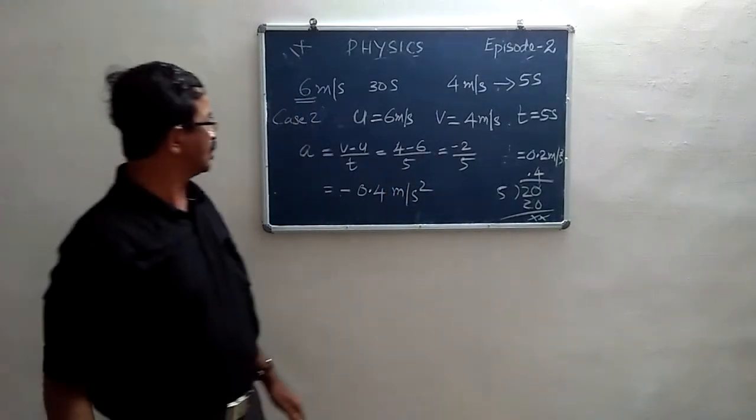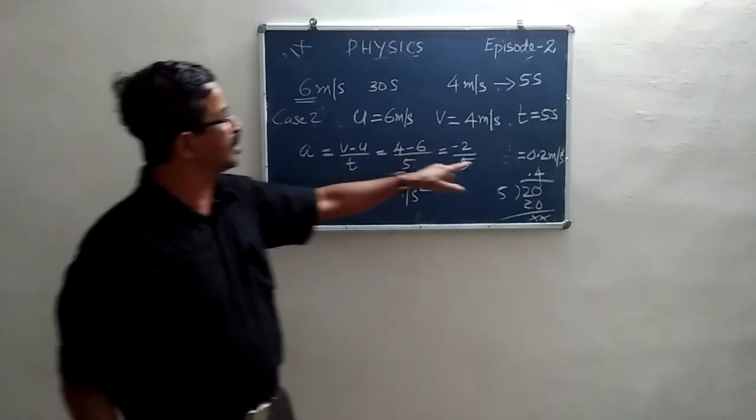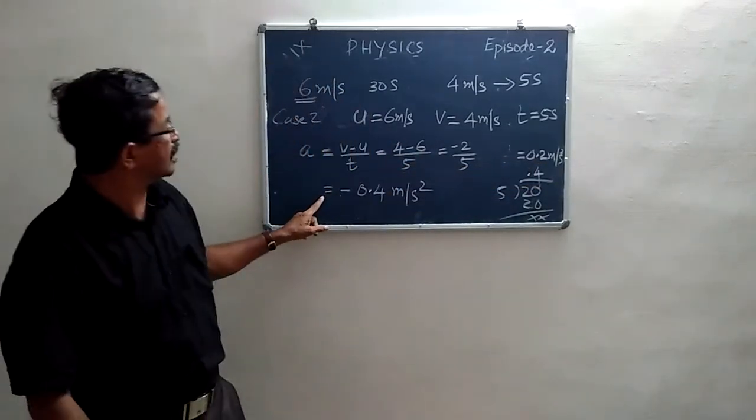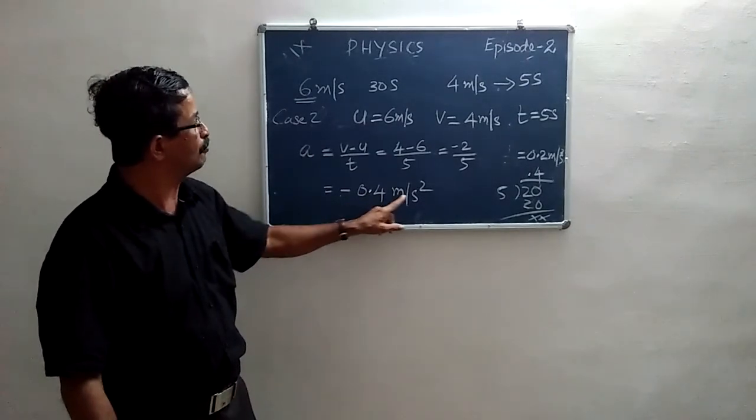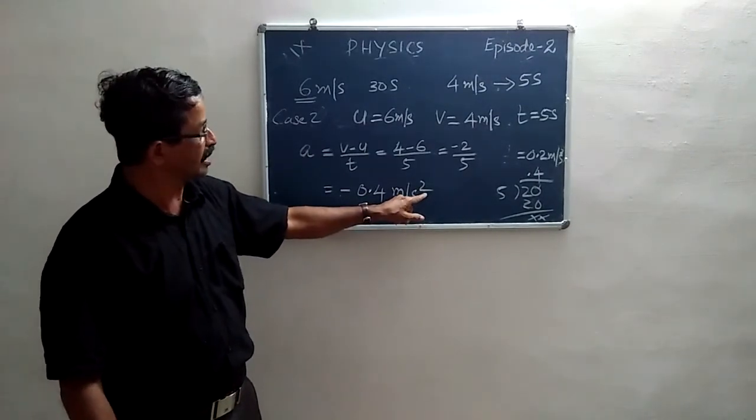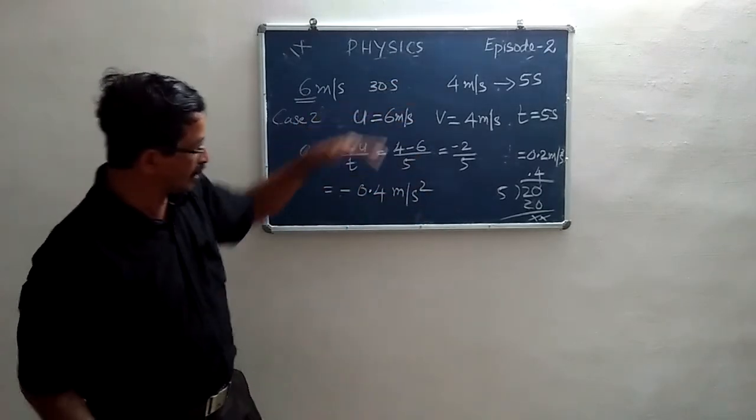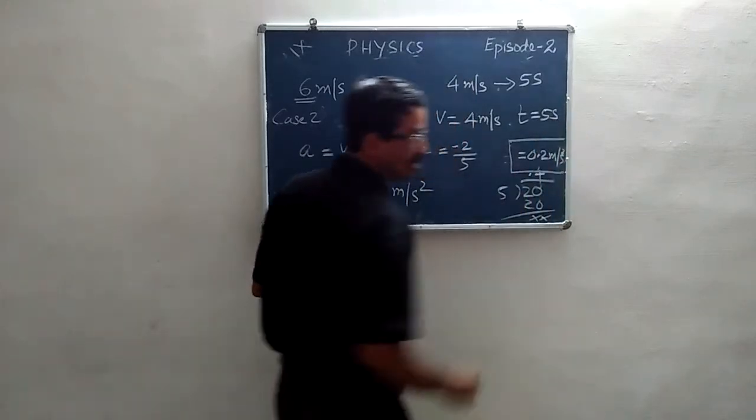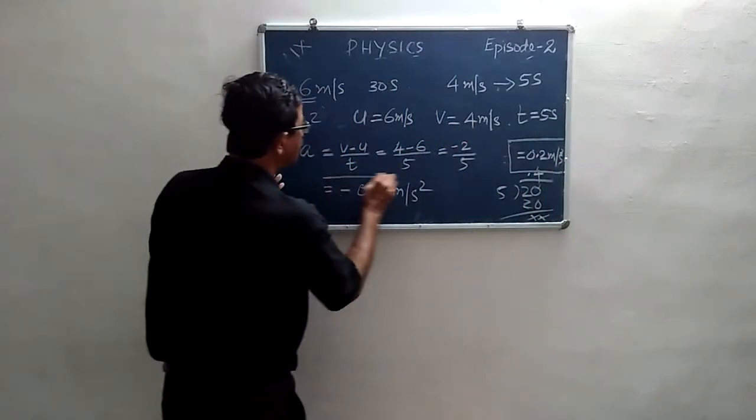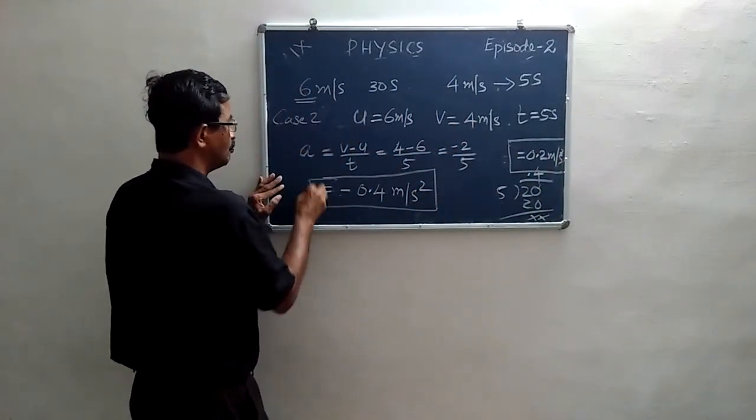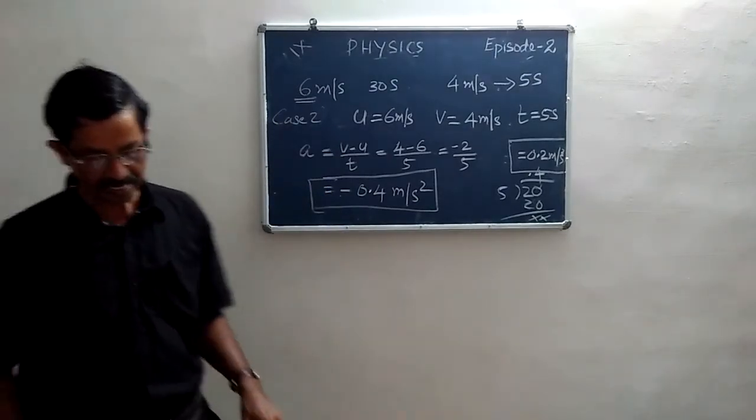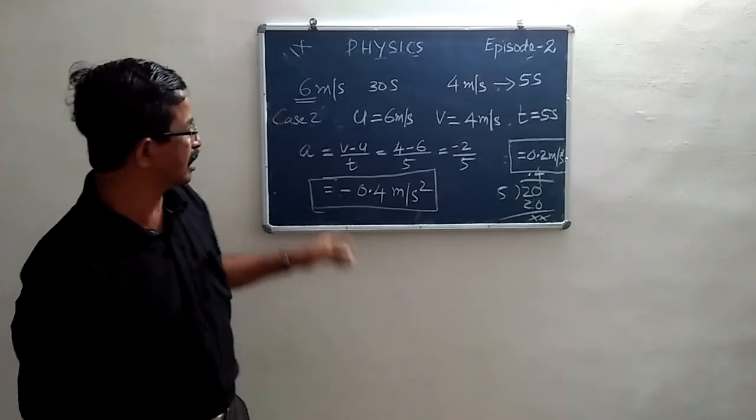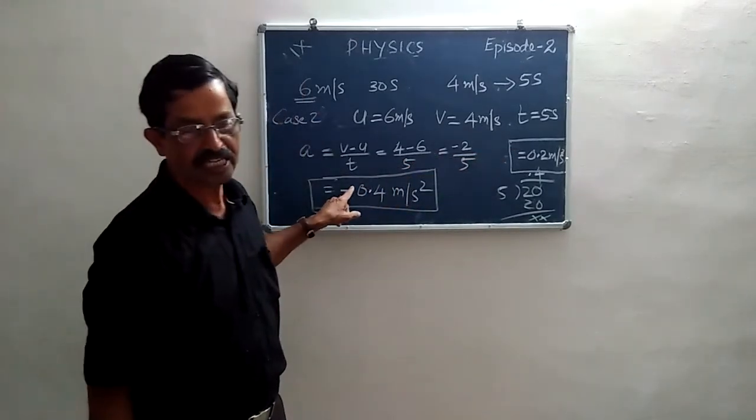At first, the acceleration is 0.2 meters per second square, and second, its acceleration is 0.4 meters per second square. Now the first acceleration is positive, and is the second one positive or negative? The second acceleration is negative. Now we got both accelerations, positive and negative.